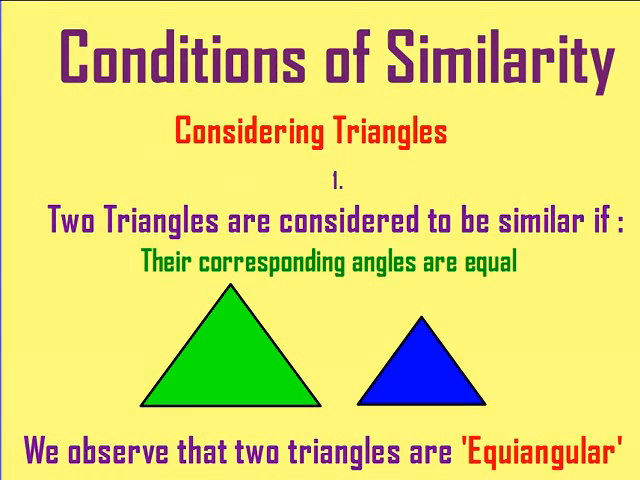We discussed in our previous session various conditions of similarity. Let's do a quick recap and see. Let's consider the case of triangles today. We say two triangles are considered to be similar if their corresponding angles are equal.